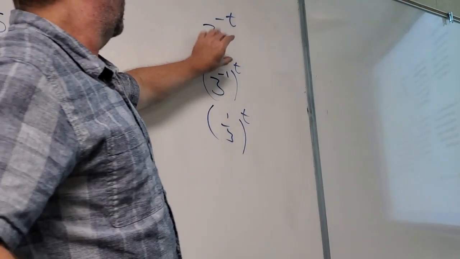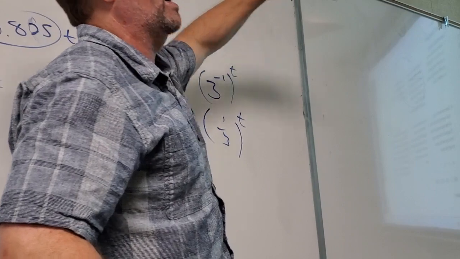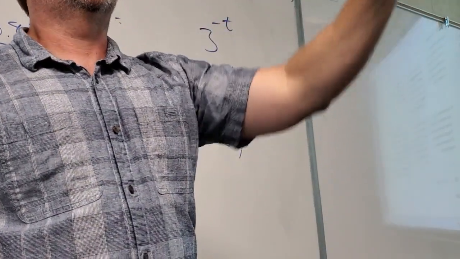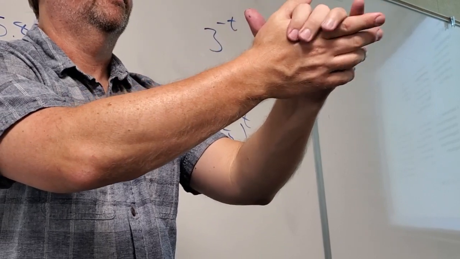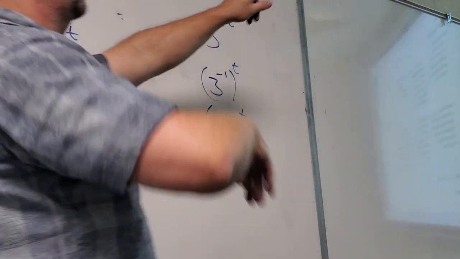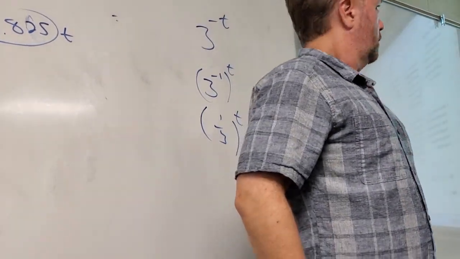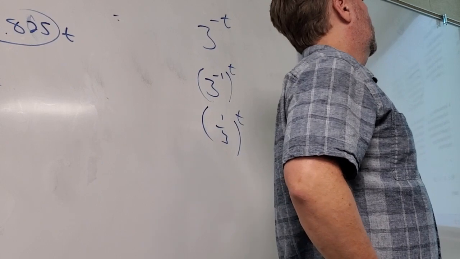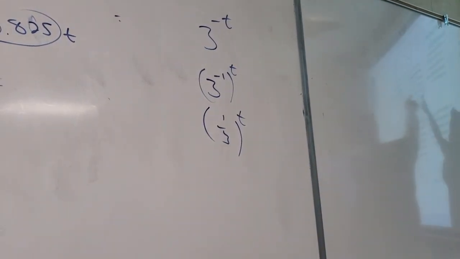So that's why any whole number or any number bigger than 1 to a negative variable power will be decay, because you could flip it and make it a fraction. Which is another reason why the 0.825 thing was decay, because 0.825 you can make into a fraction less than 1, right? Okay, so we got that one.